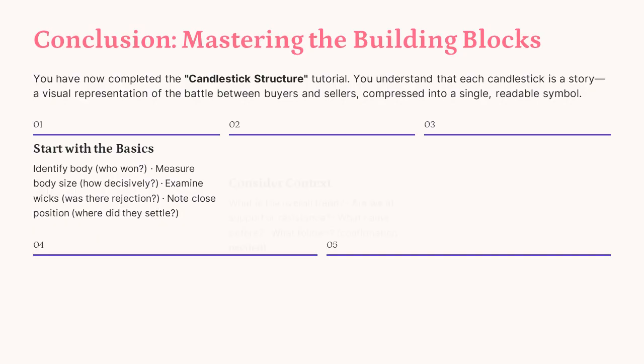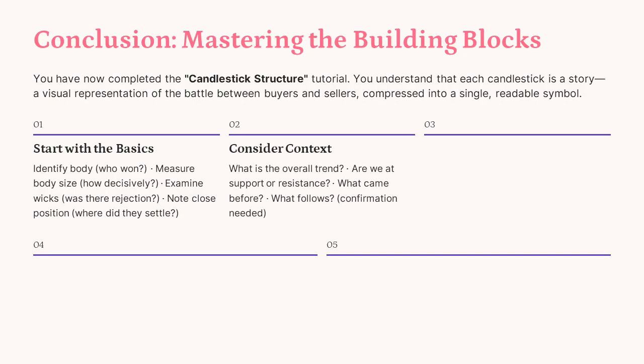Step 2. Consider context. What is the overall trend? Are we at support or resistance? What candles came before? What follows? A hammer after a downtrend means something completely different from a hammer in a sideways market.